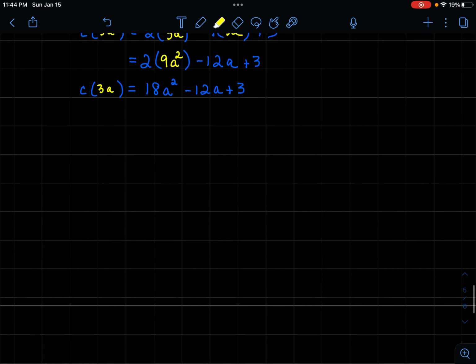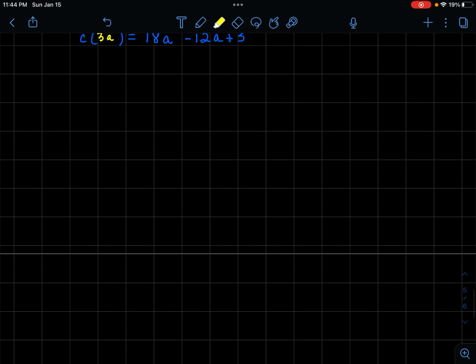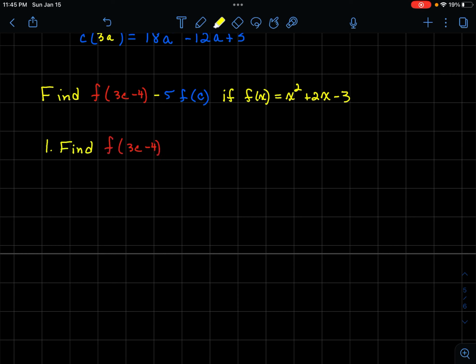But what happens if we start to mix some of this stuff together? What if we want to add and subtract more than one function operation together? Like this, for example. Let's find f of 3c minus 4 and then subtract from it 5 times f of c. There's a lot going on right there. But we're going to break this down into chunks and pieces. And I did colors for a reason here.